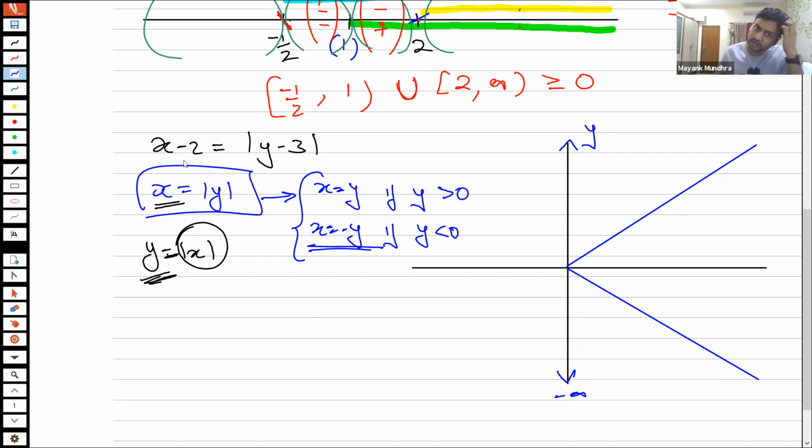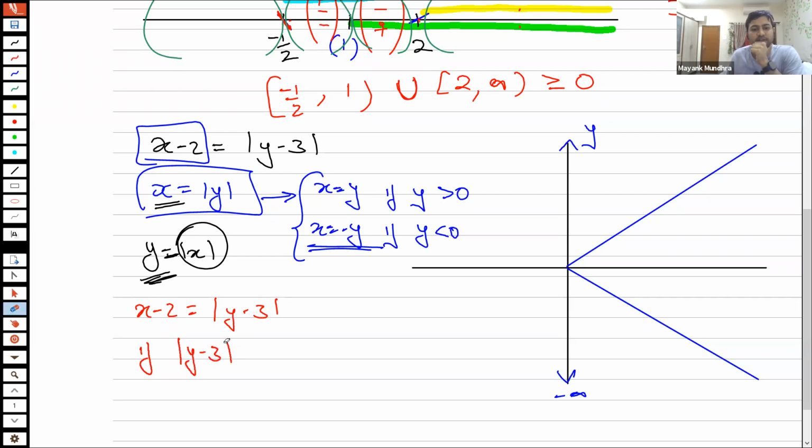Now, what I have to draw is x minus 2 equals mod of y minus 3. So x minus 2 equals mod of y minus 3 means what? Going in this similar format, I can write the curve of this. If y minus 3 is positive, then mod of y minus 3 will be just y minus 3.